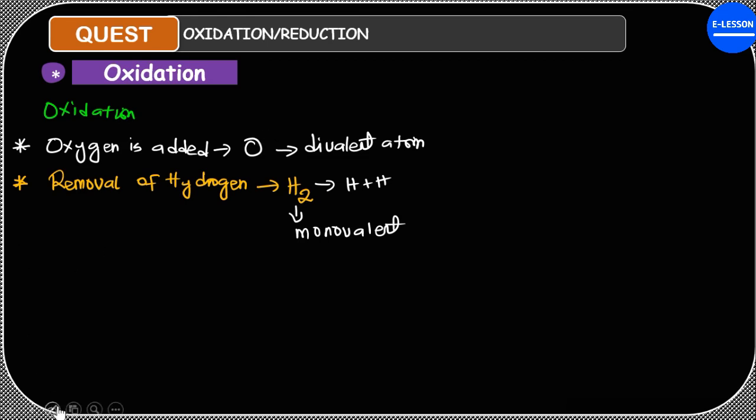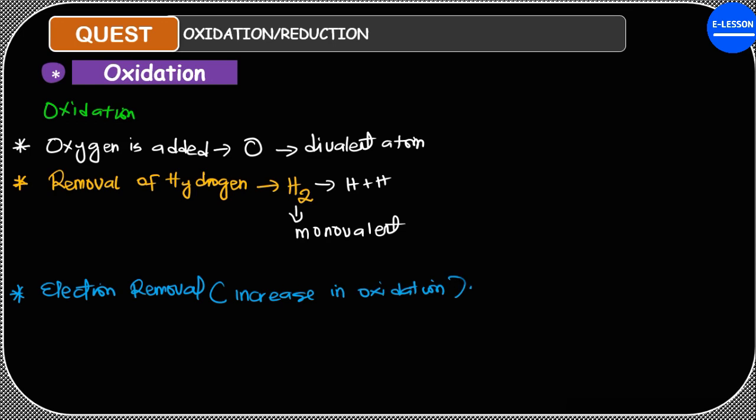Another way to define oxidation is in terms of electron removal. When electrons are removed from a particular organic compound, you say that that compound is oxidized. That means oxidation can also be looked at as an increase in oxidation state in the positive direction. Do you know why?